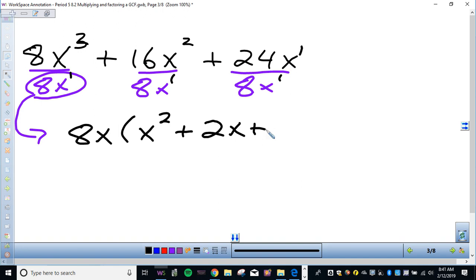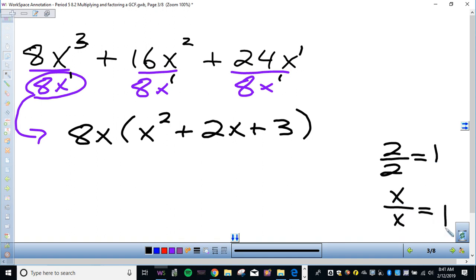24 divided by 8? 3. X divided by x? 0. Just cancels. So students get confused by that. Tell me what 2 divided by 2 is, anyone? 1. 2 divided by 2 is 1. So what's x divided by x then? 1. Right? It's the same thing. Same concept.